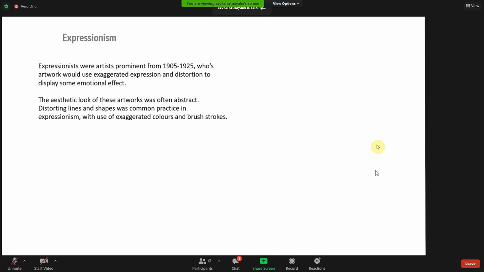So with impressionism and expressionism, we have to draw the lines in between these. Expressionism is the art movement prominent from 1905 to 1925, whose artwork would be exaggerated expression and distortion to display some emotional effects. The aesthetic look of these artworks was often abstract, distorting lines and shapes was common in expressionism, with usage of exaggerated colors and brush strokes. You will get the ideas when you read this again.